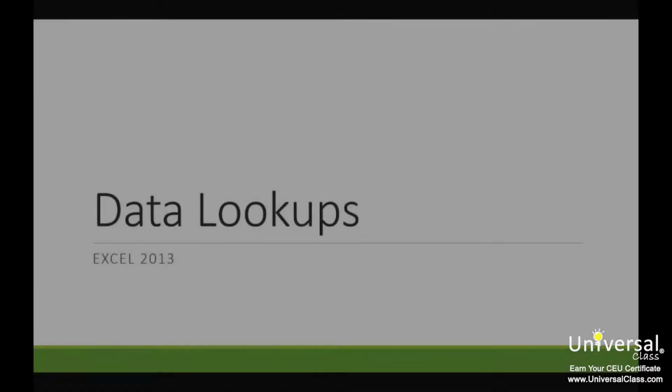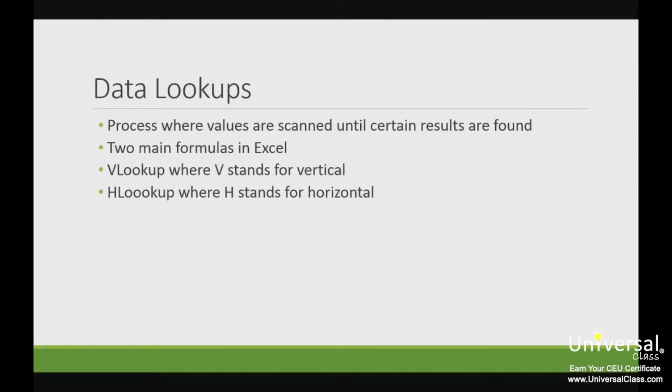Data lookups. Data lookup is quite simply the process where values in Excel are scanned until certain results are found. In Excel 2013, there are two main formulas for looking up the data you have in a worksheet. There is VLOOKUP, where V stands for vertical, and there is HLOOKUP, where the H stands for horizontal. In this lesson, we'll learn about data lookups.